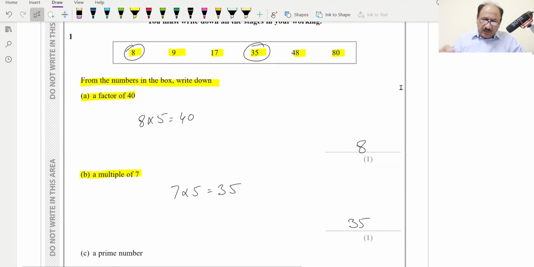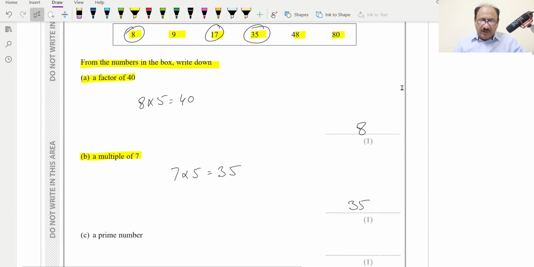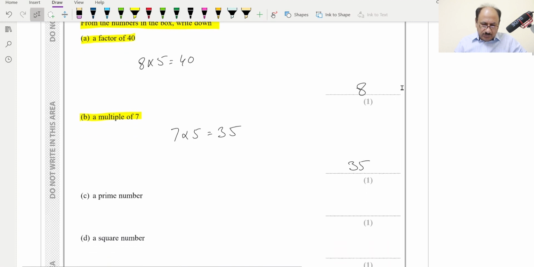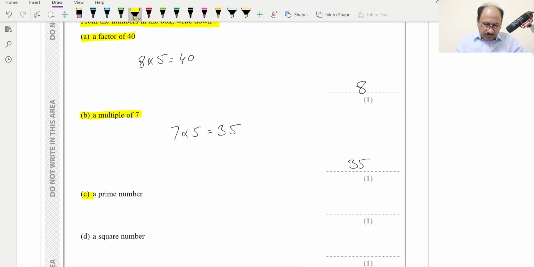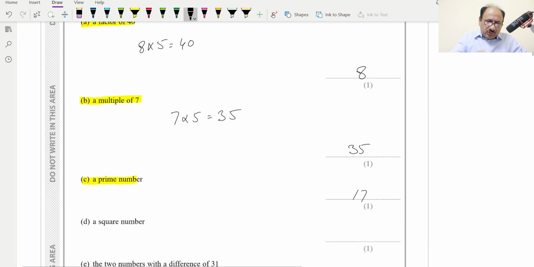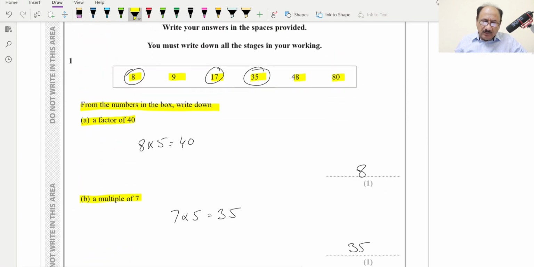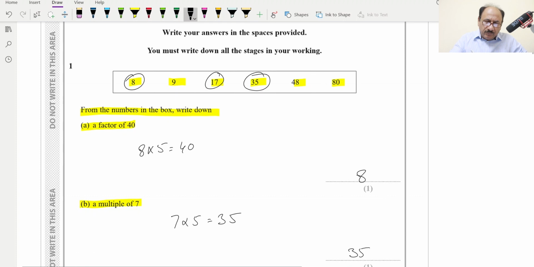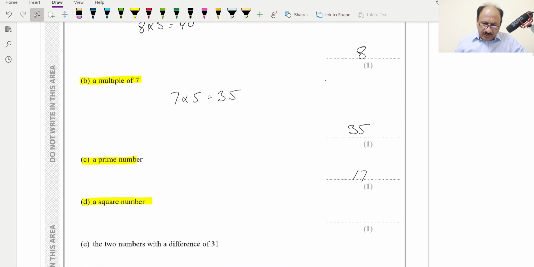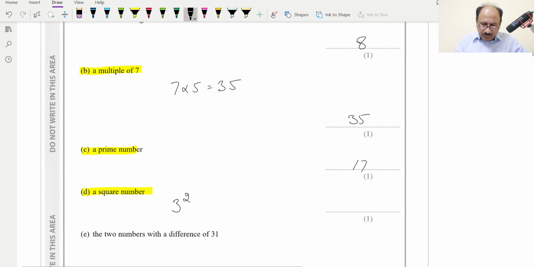A prime number, 17 is a prime number. Prime numbers are the numbers which are divisible by itself and 1, so at least 2 divisors, or you can say exactly 2 divisors. So 17 is a prime number. Then a square number. A square number is a number which can be written in square form. Like 3 squared is equal to 9. So 9 is a square number.